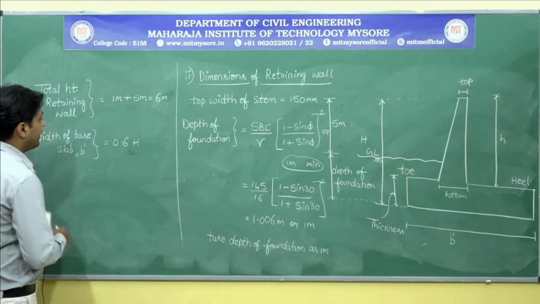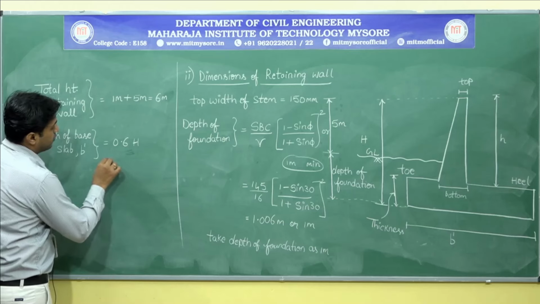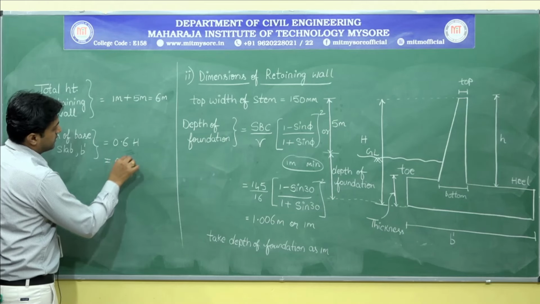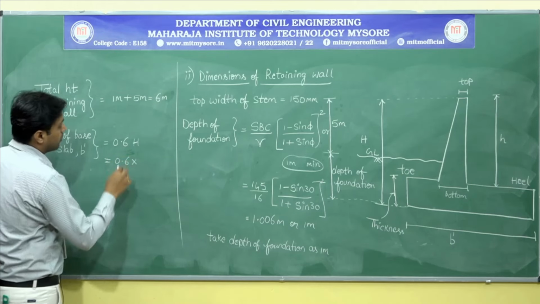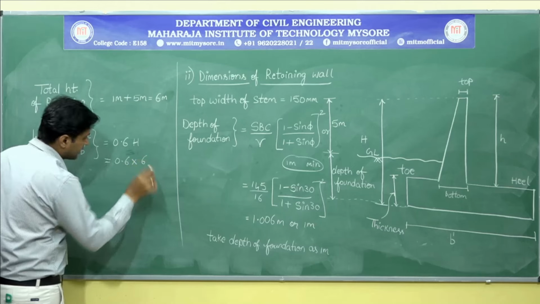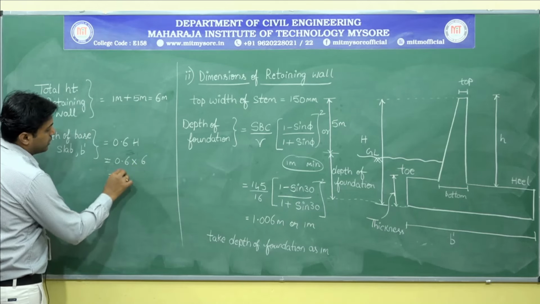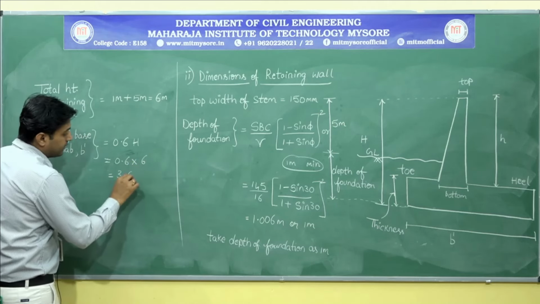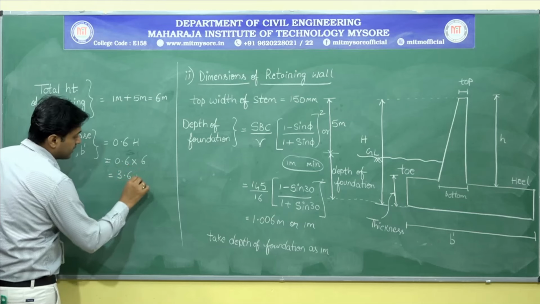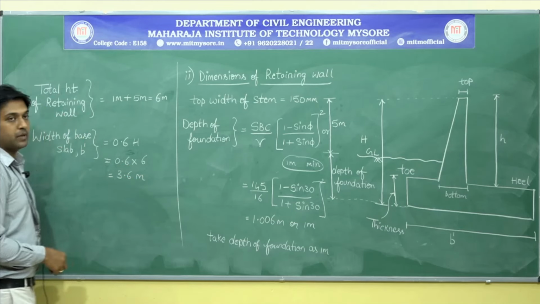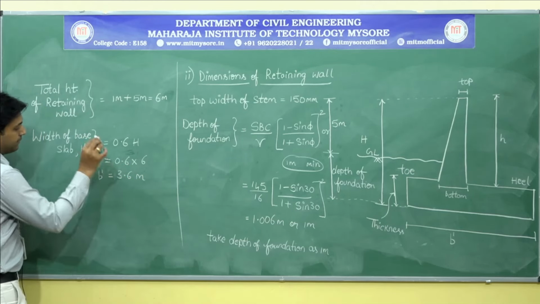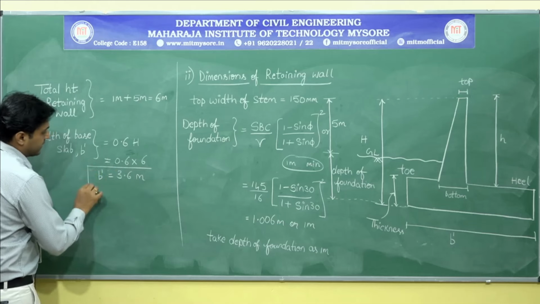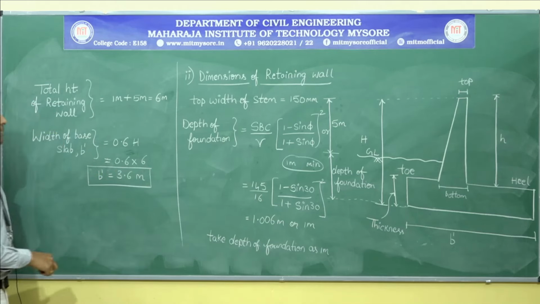Now 0.6 times H. What is the total height? It is 6 meter. So 0.6 into 6 is 3.6 meter, which is the width of the base slab. So the width of the base slab is 3.6 meter. So I got B dash, and I got the total height.